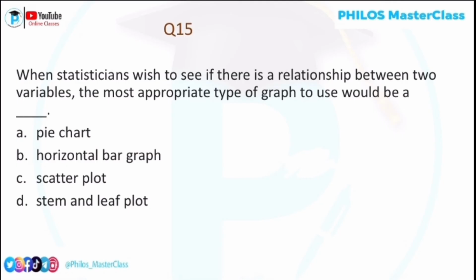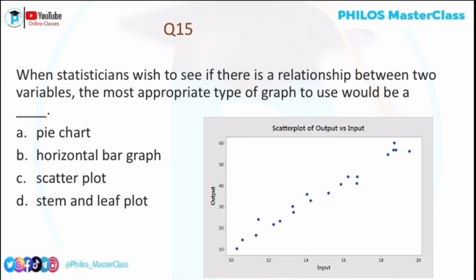This question says, when statisticians wish to see if there is a relationship between two variables, the most appropriate type of graph to use will be a. Now, if you are studying the relationship between two variables, you are going to draw something called the scatter plot. So this is a scatter plot of output versus input. I want to know the relationship that exists between output and input, which are two different variables.